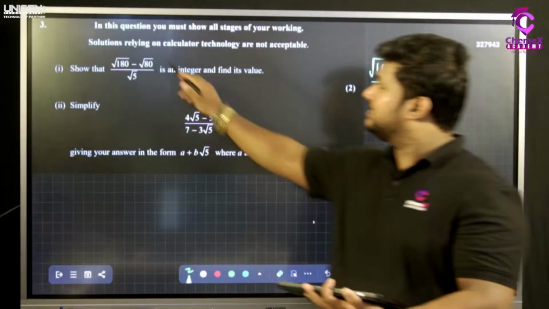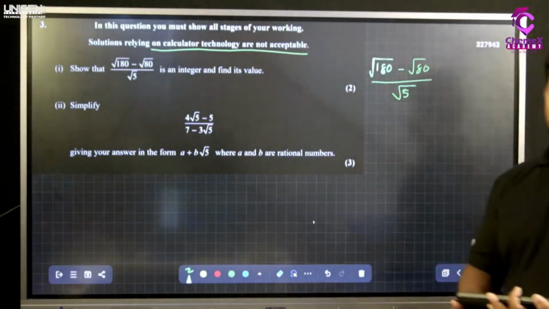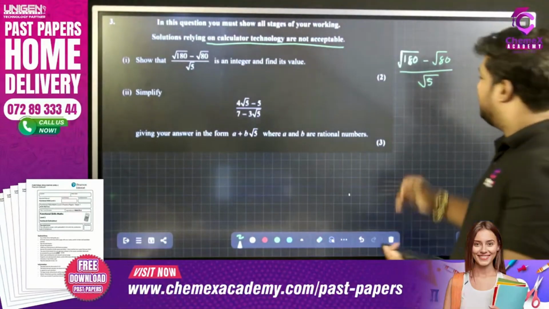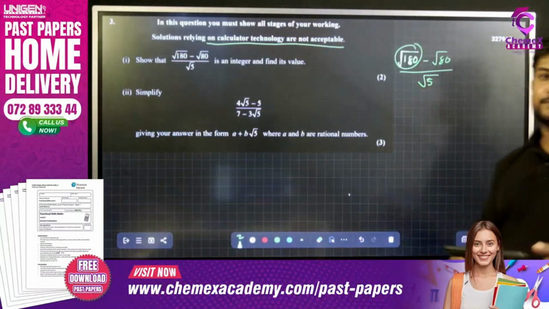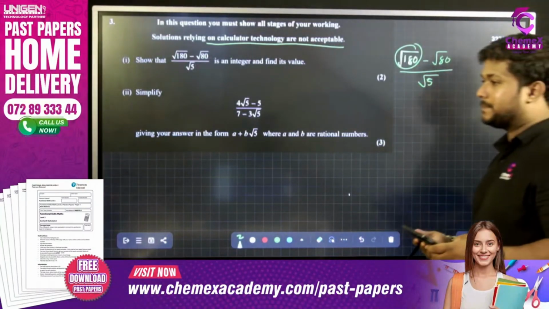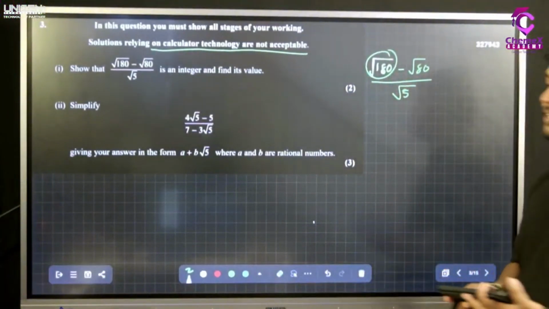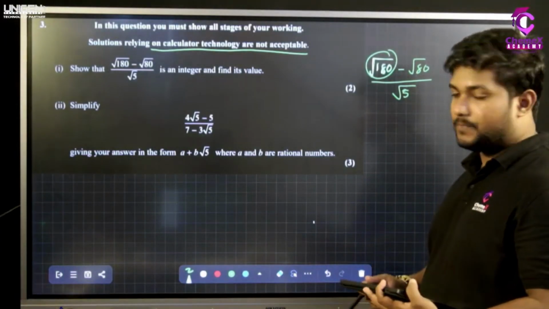Relying on calculator technology is not accepted. I know you can type it in the calculator at once and get the answer, but that's not going to be accepted. So how do you do it? 180, same here, square number factor. Same here, square number factor of 180. So you can write 180 as 6 root 5, right?